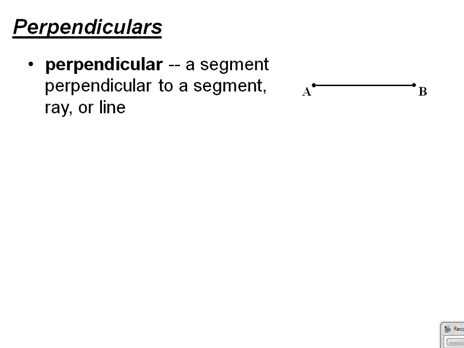So anytime you have yourself a segment, say segment AB, and there's another segment, any one of those three in blue, that actually intersects or crosses segment AB at 90 degrees, regardless of its positioning, that constitutes a perpendicular.